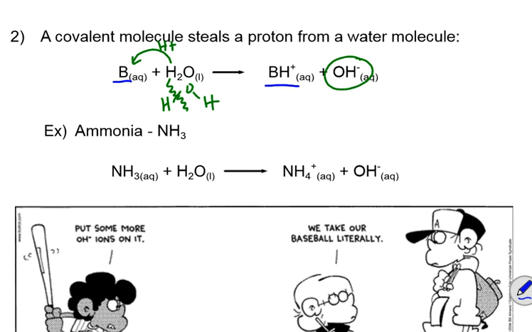So here's a really good example, ammonia. When you look at ammonia, ammonia is a base, but it doesn't have hydroxide in it. It doesn't have an OH in its formula. But it does make OH-, and the way it makes OH-, again, is by stealing a proton from a water molecule. So when I take ammonia and dissolve it in water, it'll steal a proton and become NH4+, and then the hydroxide ion is left over from my water molecule.